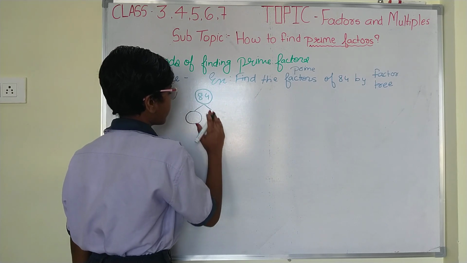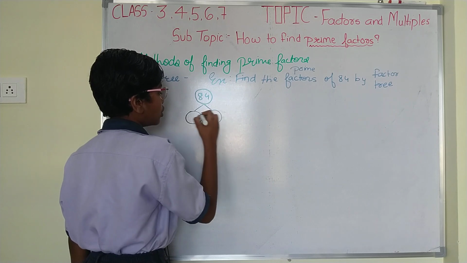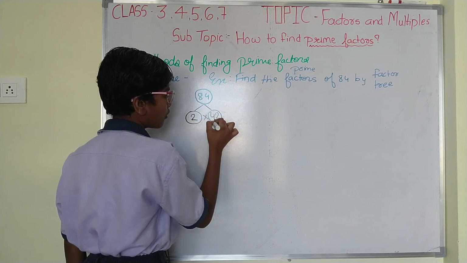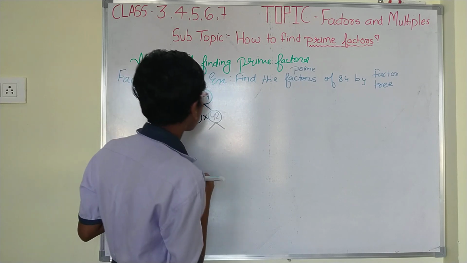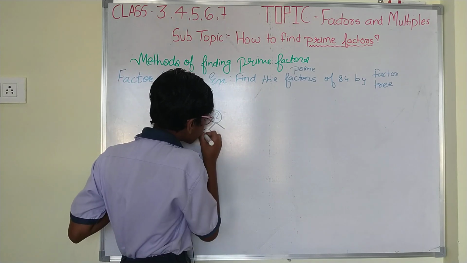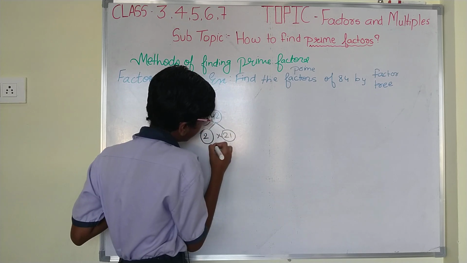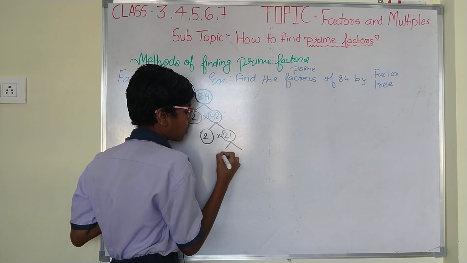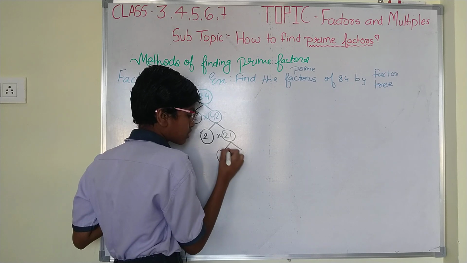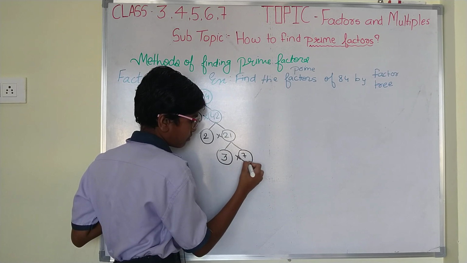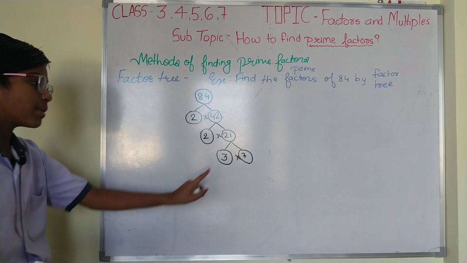Okay, wait. 2 into 2 4s are 8, 2 2s are 4. 2 into 2 2s are 4, 2 1s are 2. 3 into 7. Now 7 is a prime number.